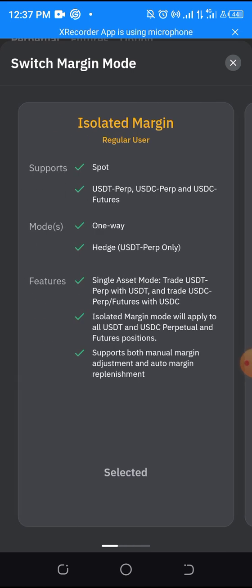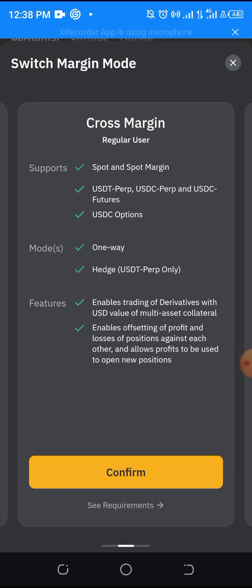Let me explain first. Isolated margin means that if you're trading with that $50 bonus and it becomes liquidated, if you lose that $50, it's not going to affect your real balance. But if you use cross margin, it means the loss is going to cross over to the rest of your balance.